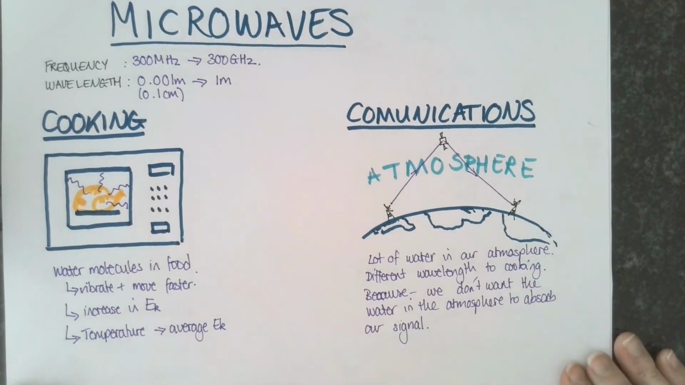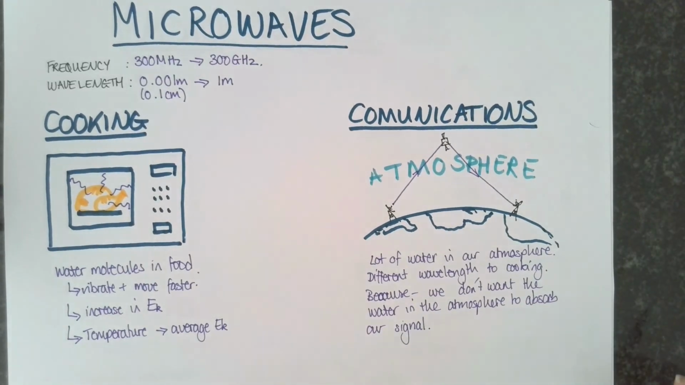So there you have it, radio waves and microwaves, the two longest wavelength sections of the electromagnetic spectrum.